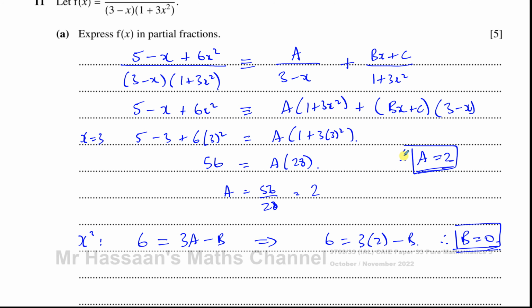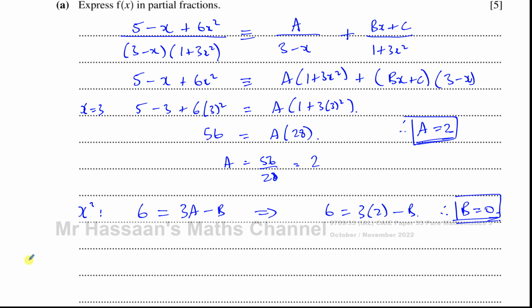So we can, for example, compare constants. Normally, the highest and the lowest are easiest to find the values of because there are fewer terms. The constant on this side is 5. On this side, you'll have A times 1, which is A, and when you expand this, the constant will be C times 3, which is 3C. So A plus 3C is equal to 5.